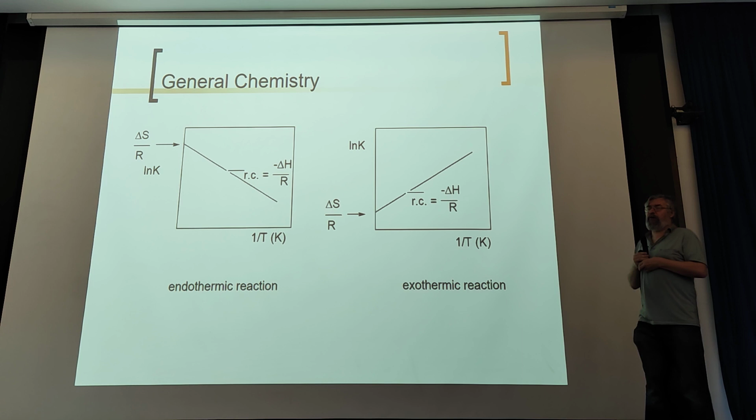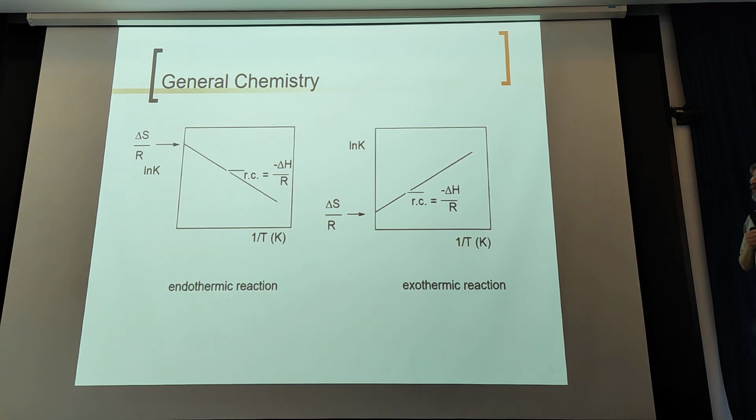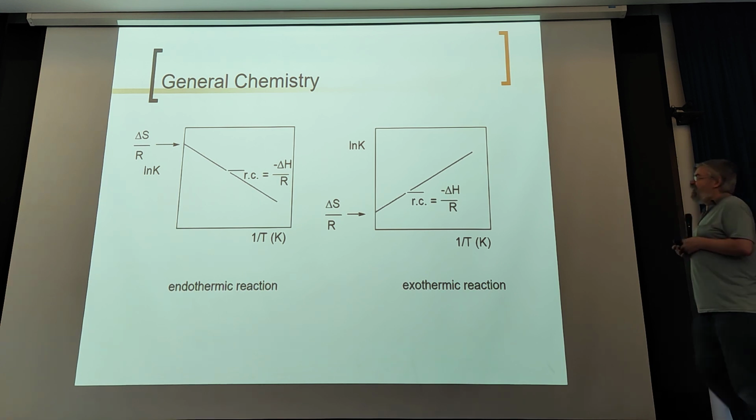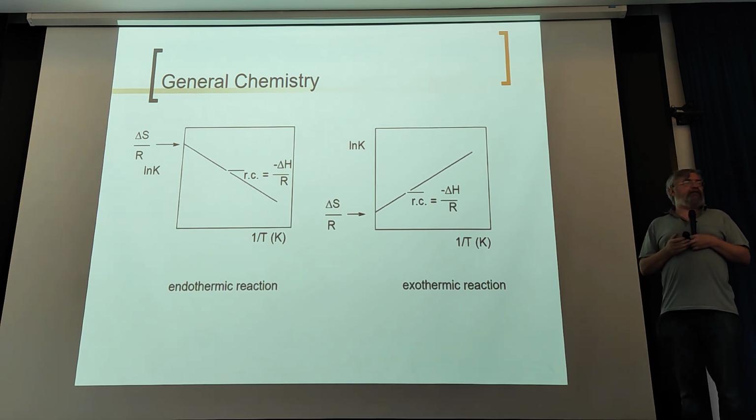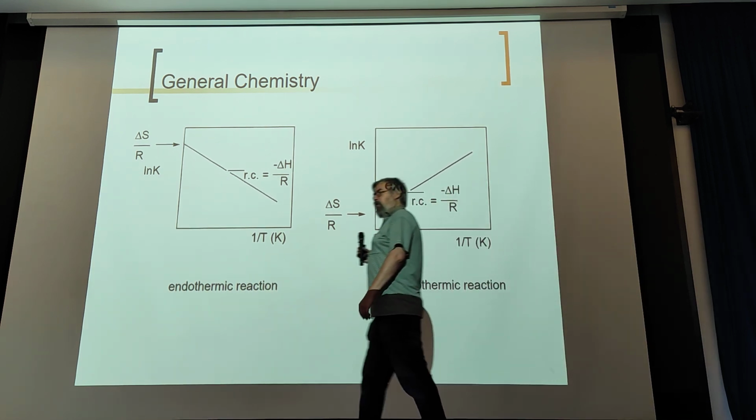You can also look at graphs of the free energy, of the ln K, as a function of 1 over T. So, as expected, it is linear, but the slope will go down or will go up, depending on the case. And the slope now is minus delta H over R.